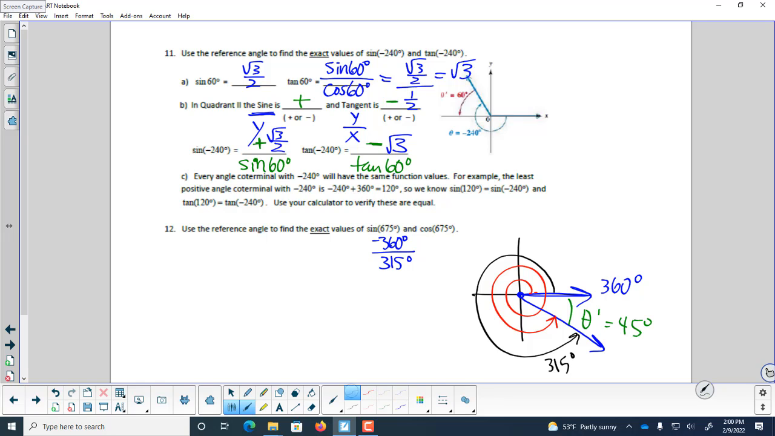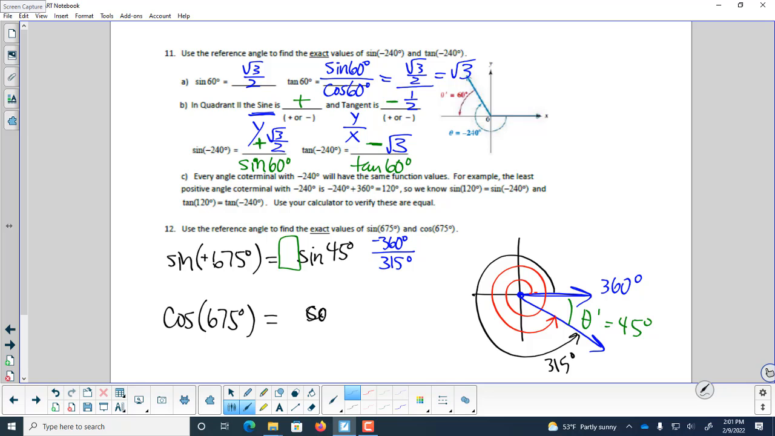Okay, so what does that tell me? The sine of positive 675 is going to have the same value as the sine of 45, but I have to decide here if it's positive or negative. The cosine of 675 is going to be the same as the cosine of 45, but is it going to be positive or negative? Do not use your calculator on these things, because this is something where you won't have a calculator, and no, we won't make huge numbers. But the idea is you're using these values of the reference angles that you have memorized.